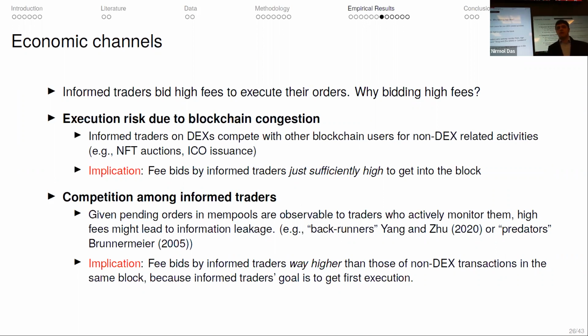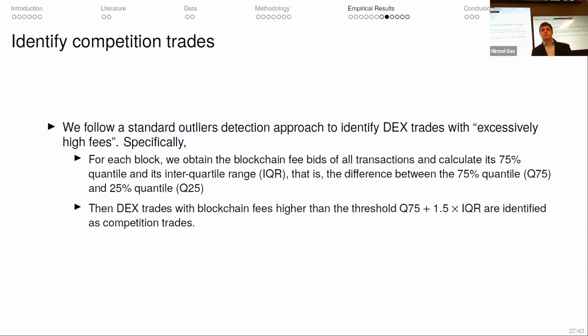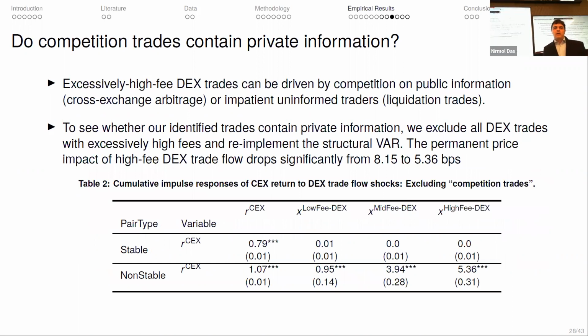So the question is really, is it about execution risk? Is it about competition? Is it about both? And so on. So we use an outlier detection approach to identify DEX trades which have excessively high fees. This is a standard methodology to detect outliers. And in the end, we ask whether an excessively high fee is due to the fact that they are competing on public information. For example, there might be a cross-exchange arbitrage. I might observe a price difference between the price on Binance and the price on the decentralized exchange, and I may want to exploit it.